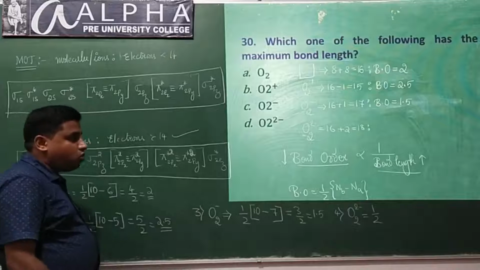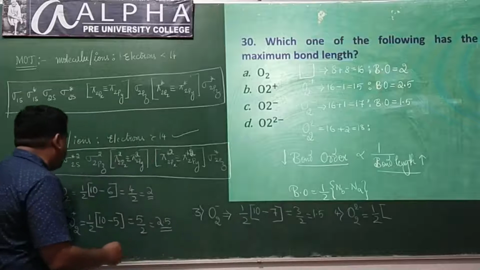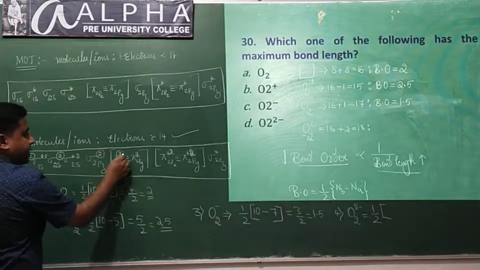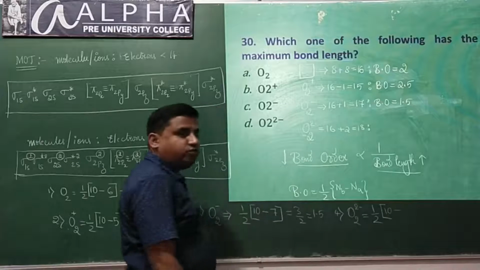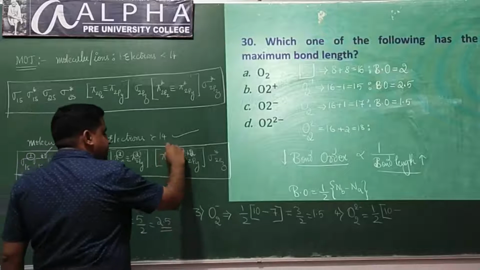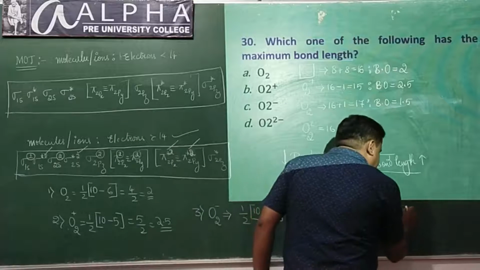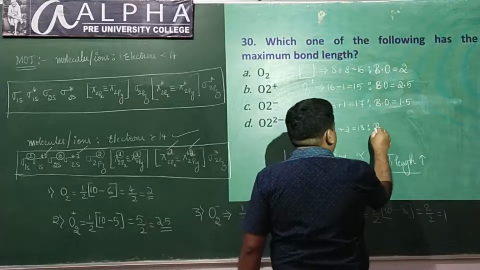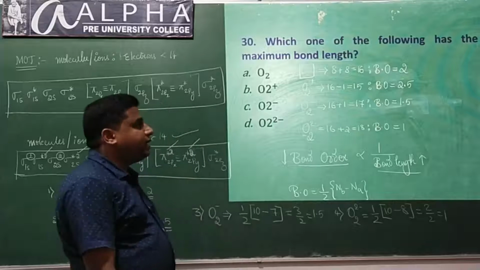So now calculate the bond order. Bond order is equal to half of the number of bonding electrons minus the number of anti-bonding electrons. Just count the number of bonding electrons: 2, 4, 6, 8, 10. So the number of bonding electrons is 10 minus the number of anti-bonding electrons, 2, 4, 6, 8. So 10 minus 8 is 2. 2 by 2 is 1. So what is the bond order of O2 2 minus? It is 1.